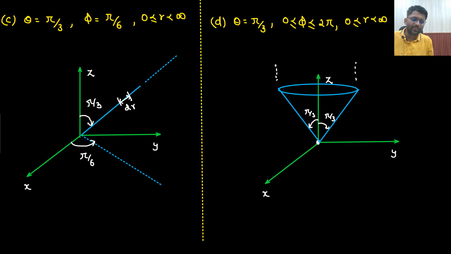Similarly, here also there will be a surface. Basically this will be a complete surface. I hope you are able to understand. It is a complete surface like this. So this kind of conic structure would be there. This is a complete surface.